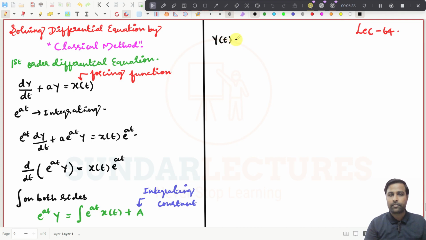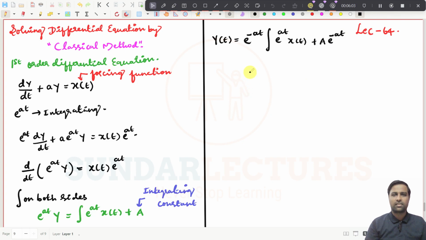y of t will be equal to, I'm just going to bring this to the other side. So what I will get, this e of t will be divided by this whole term, and with this term e power at can be divided, right? So I'm just writing it in the numerator. What I will get is e power minus at integration of e power at x of t plus, it will come in the denominator, and I'm just writing it in the numerator by putting minus, right? So you know already, these kinds of things are very basic, right?